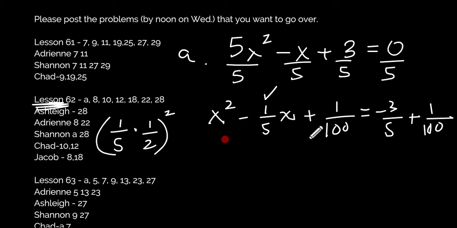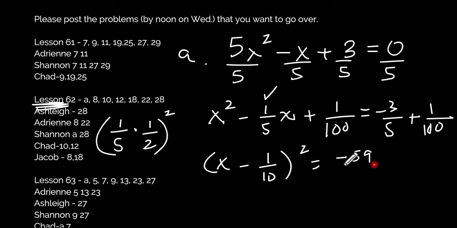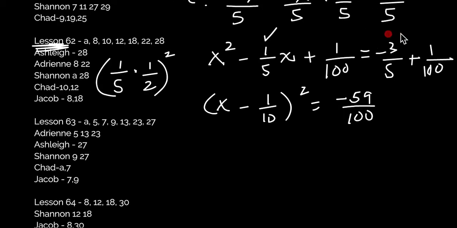All right, this is a perfect square trinomial, so it's going to factor into x minus 1/10 squared. And when we add these on the other side, I took the top and bottom by 20 and added them together, and I got negative 59/100. Okay, this is what makes it complex. In the past, you didn't get a negative.